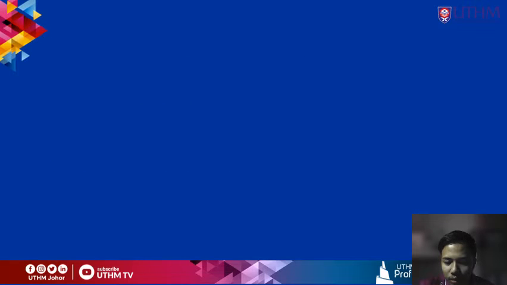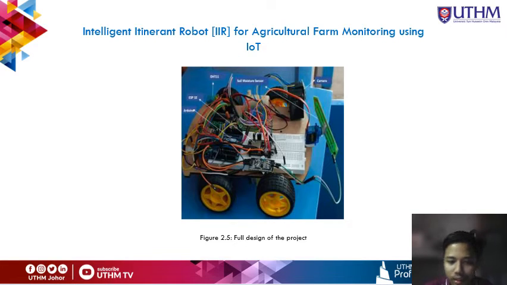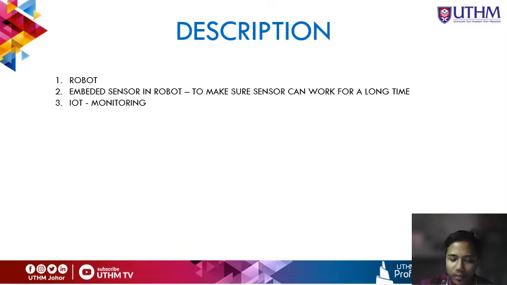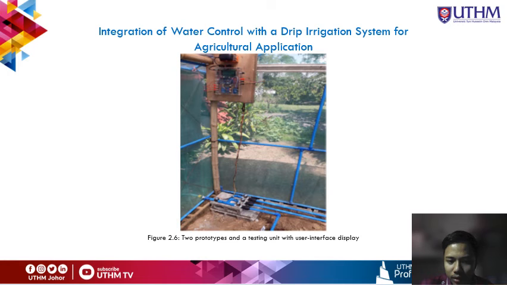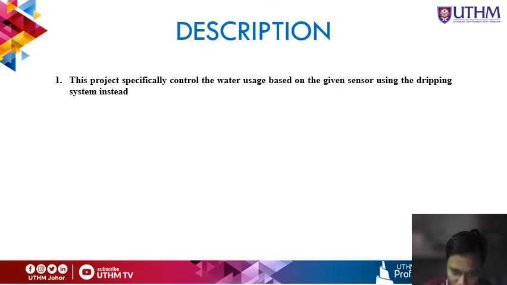My previous project 5 is the Intelligent Itinerary Robot, IIR, for agriculture farm monitoring using IoT. This project uses a robot with embedded sensors so the sensors can work for a long time, with IoT monitoring. My previous project 6 is integration of water control with a drip irrigation system for agriculture application. Usually we use a water pump, but this time it uses the water pump with a dripping system instead.